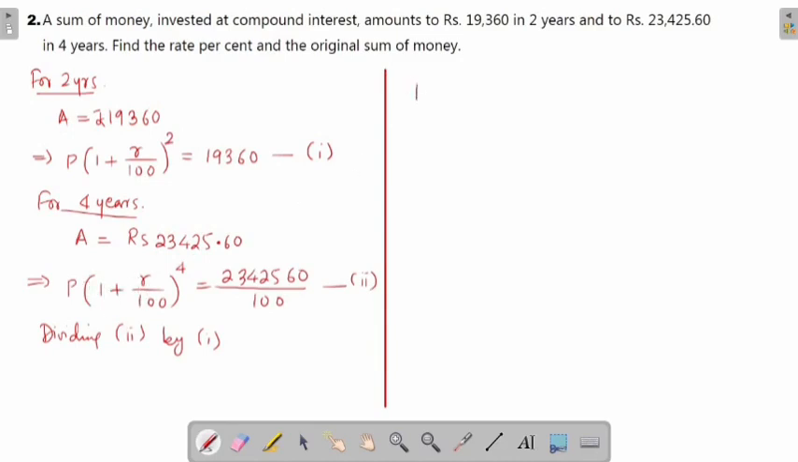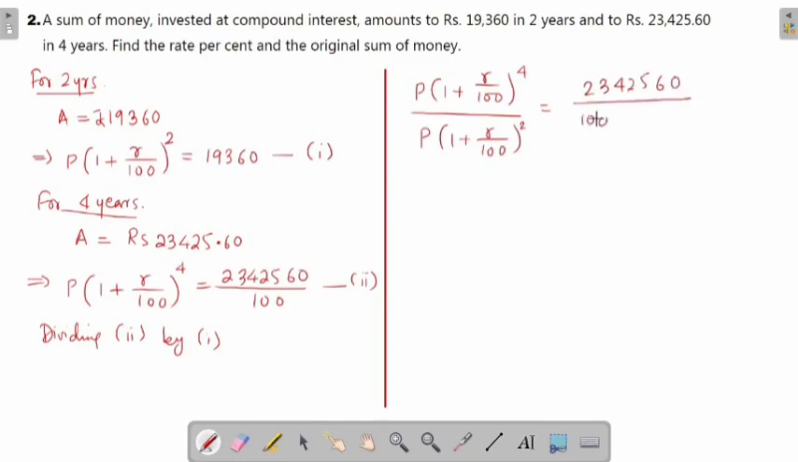P into (1 plus R by 100) whole to the power 4, this is on the left hand side. In the left hand side of equation 1, we have P into (1 plus R by 100) whole square. So this is equal to, we have this one first, 2342560 divided by 100. That's what we have. And when you divide by this, that can be written in the denominator.